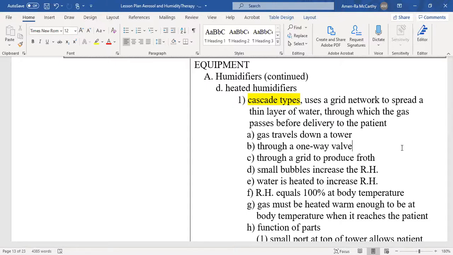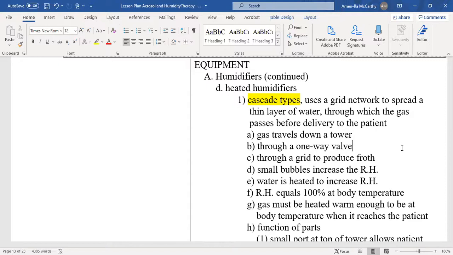Remember I told you the cascade used to have a tower on top. It was a passover, but you hooked and locked in a heavy tower that heated up the water and plugged up to the wall. That was a cascade. We don't use that type anymore, but that's how it was made. Gas travels down a tower through a one-way valve, through a grid to produce a froth. If you're in the hospital and see something frothy now, you don't want to breathe that in. They don't do that anymore.